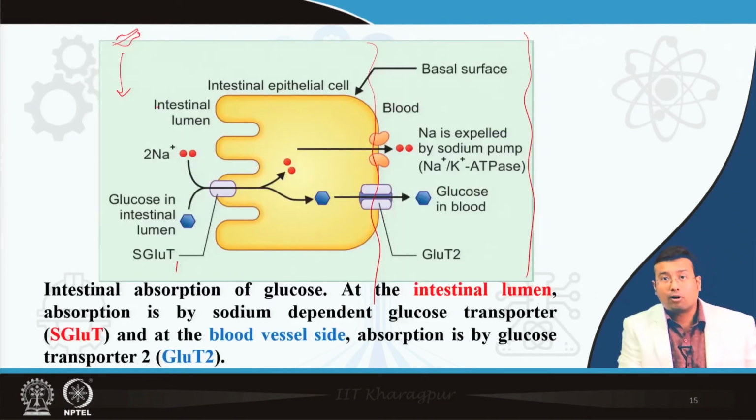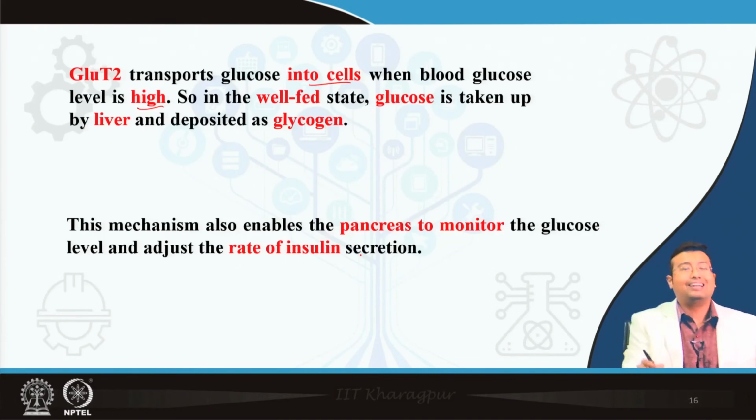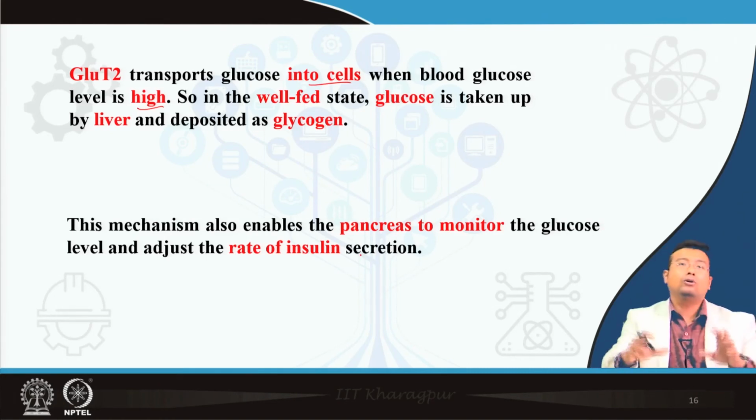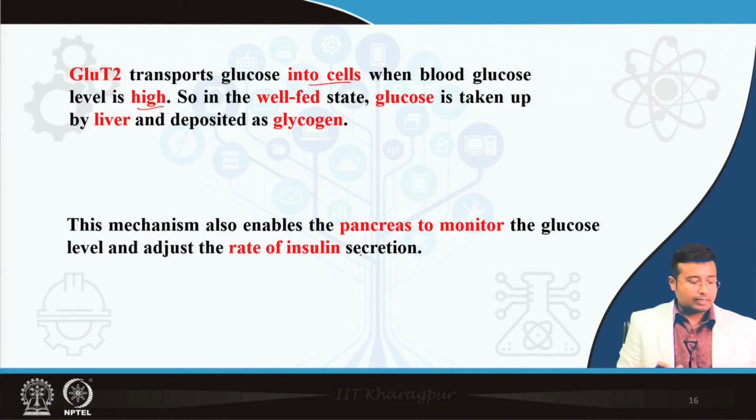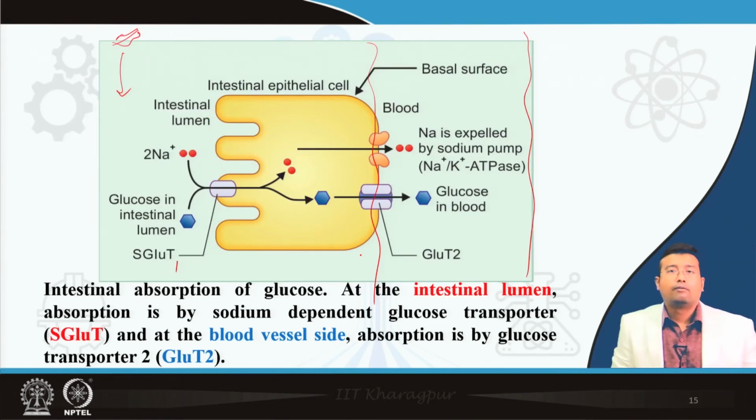Mind it, here what we are seeing is GLUT2 transporting the blood glucose outside the cell. We are hungry, we need glucose, so glucose is getting absorbed in the blood, right. But when we are in the well fed state, now glucose can be stored. So with this GLUT2, the phenomenon will be reversed, but this phenomenon is not reversed in intestinal cells.